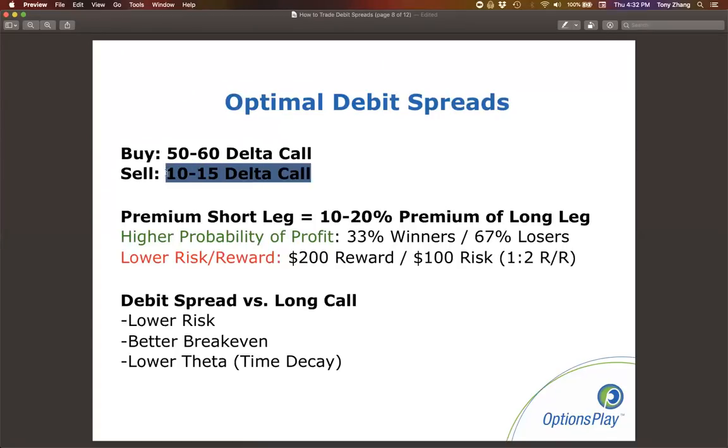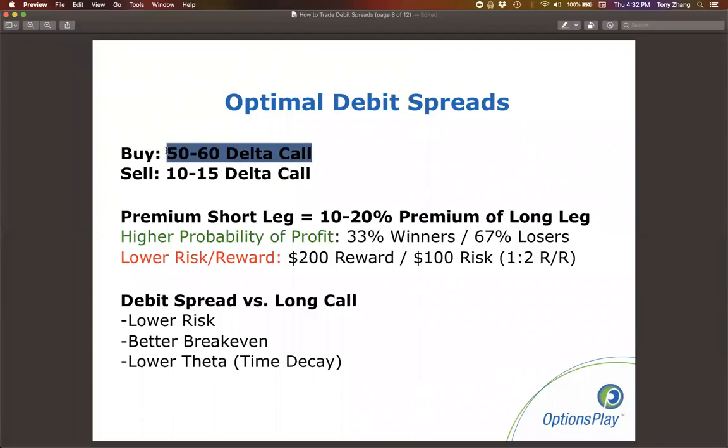And then the reason we sell a 10 to 15 delta call against that is because we want to sell a call that, number one, brings in enough premium to offset the cost of the long call, but we also don't want to cap our profits too early. That's why we look at 10 to 15 delta, meaning there's only a 10 to 15% chance the stock will hit that price or go higher above that price. So we want to find the right balance between a strike that's high enough that it doesn't cap our gains too much, but at the same time brings in enough premium to offset a significant portion of the long leg.